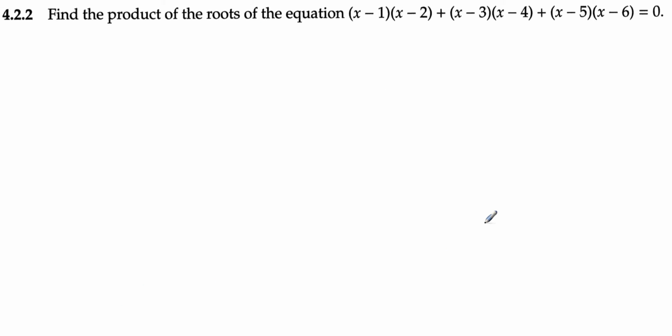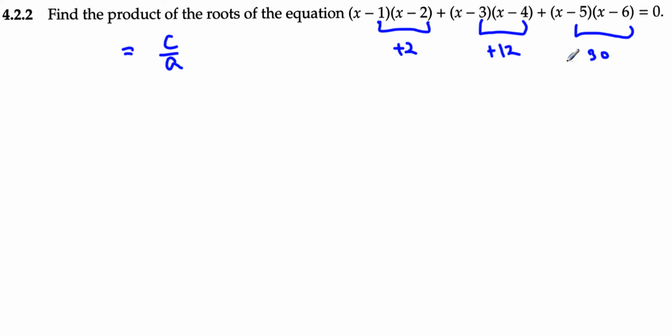All right, let's look at the second question here. Find the product of the roots. How do you find the product of the roots? Yes, there was a c over a, meaning c was the last constant. How do you find the last constant? Oh, okay. It comes from here by multiplying these two, which is plus 2. By multiplying these two, we get plus 12. And by multiplying these two, we get 30. So when you add them up, we get 44.